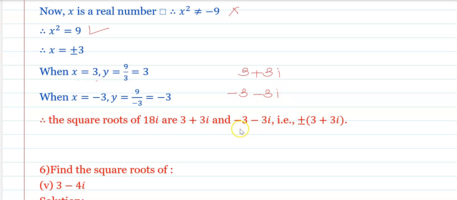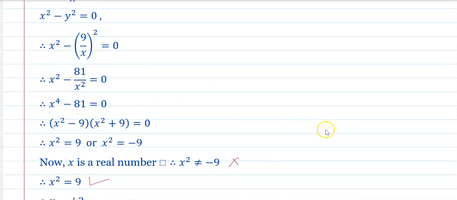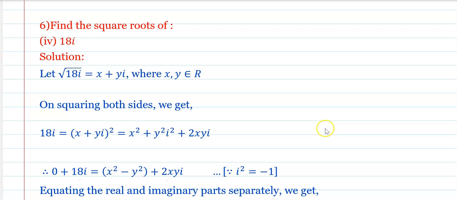And hence, the square roots of 18i are 3 plus 3i and minus 3 minus 3i. And hence, that is nothing but plus or minus 3 plus 3i. Okay. You can see it again.